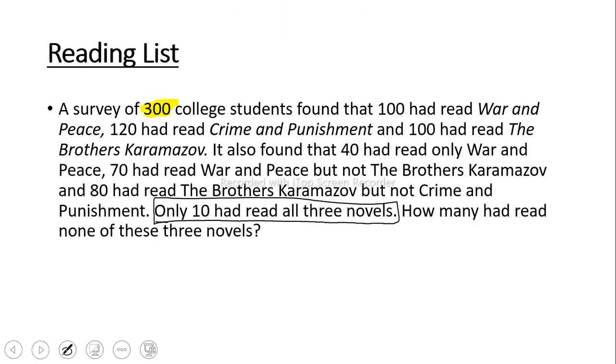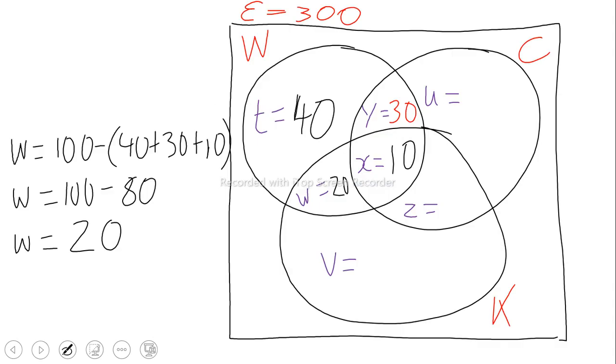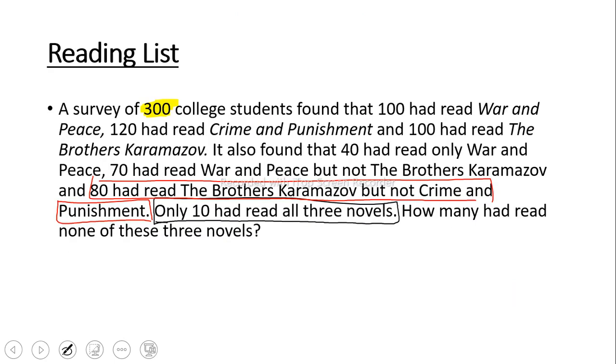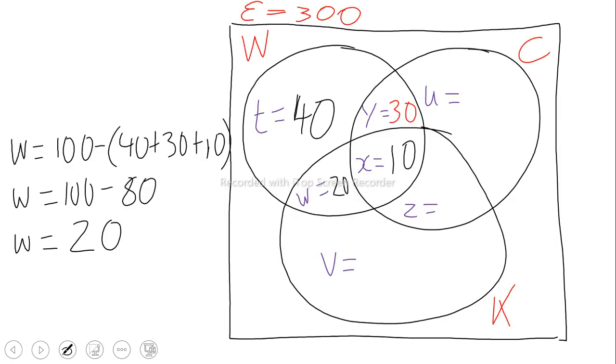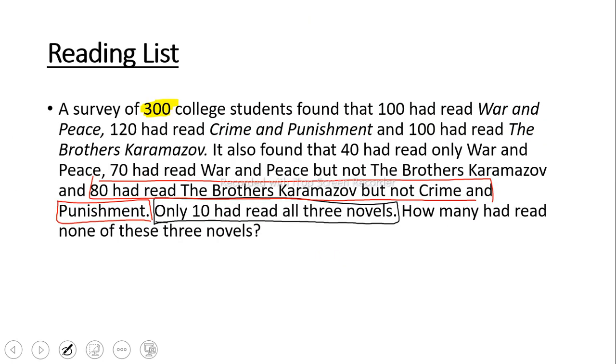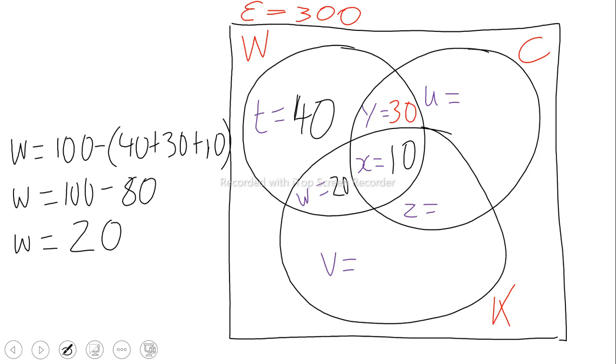Let's look at 80. They said that 80 had read the Brothers of Karamazov, but not Crime and Punishment. So which part of the diagram is that, or which letters is that? No, sorry, they had read the Brothers, but not Crime and Punishment. So where would that be? They read the Brothers, but they didn't read Crime and Punishment.